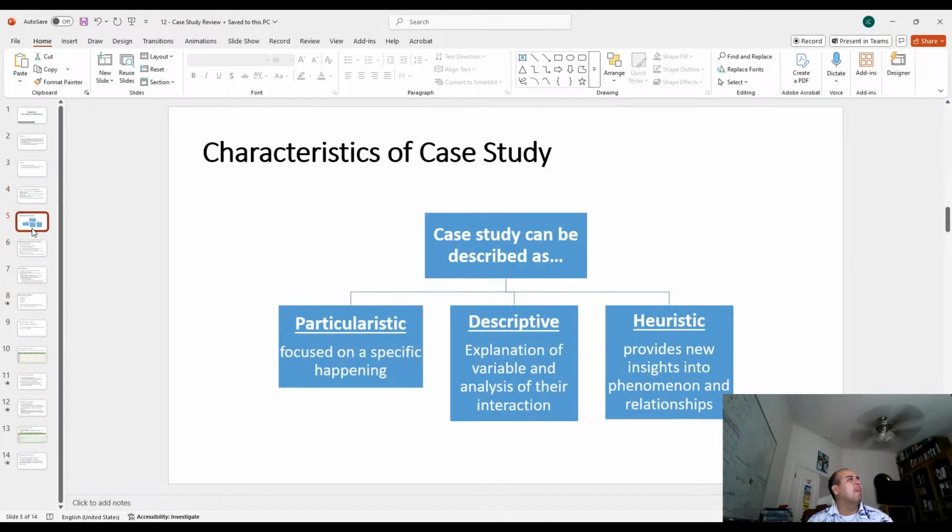Okay. All right, so characteristics of a case study. They can be described as three different particular types. You have the particularistic case study, okay? And this is really focused on a specific happening, like a specific event. If you're looking at the gang member study, it may be a specific shooting or a specific fight that happened at the school or something like that. It could be descriptive, and that's an explanation of the variables and analysis of their interaction, right? And heuristic could be providing new insight into the phenomenon or the relationships that you're studying.